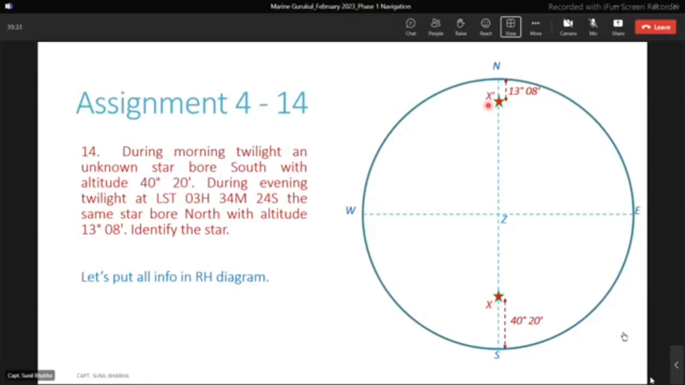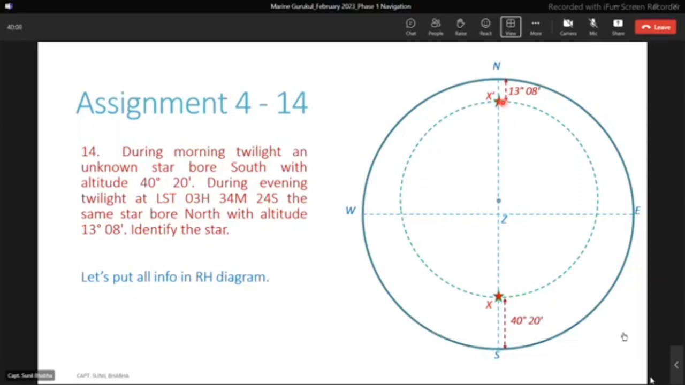Its declination circle has to pass from both these locations. The star always remains on its declination circle. And there is only one way a circle can be drawn passing from these two positions. How can we draw a circle? The circle can be drawn in this particular way only. So this circle, which is passing from X and X dash, represents the declination circle of the star.